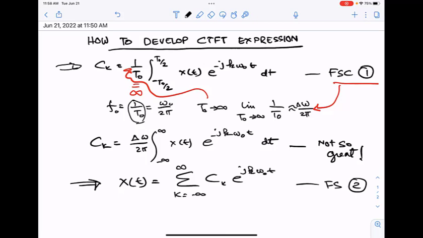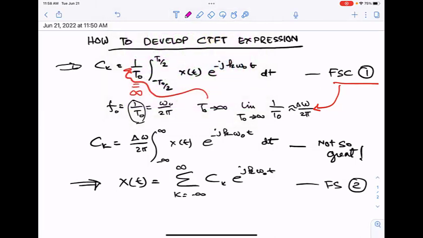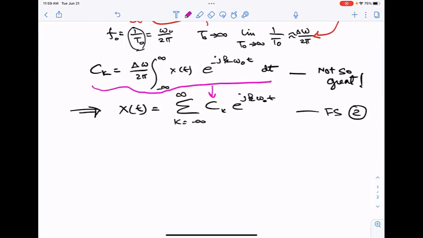Now, we are going to do something interesting. Let me get my color pen again. Okay, this one, I picked pink. Then I'm going to take this expression right here, and I'm going to put it right there. And I can rewrite this equation like this. x of t, time domain signal. Again, k goes from minus infinity to plus infinity.